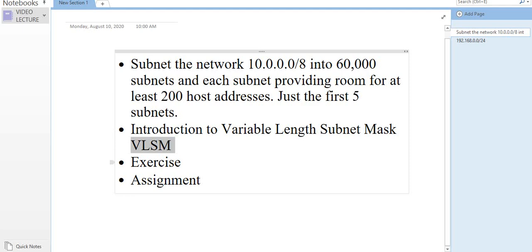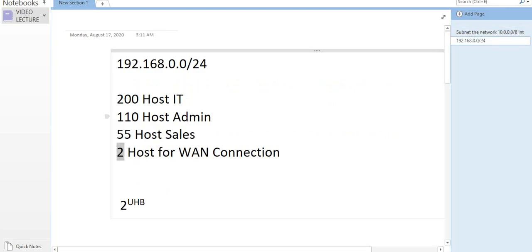We're going to do some exercises right from there, and I'm going to use class C and class B. Then I'll give you an assignment on class A. Then tomorrow we'll come up with exam questions and answers, how to subnet and how to answer some subnetting questions, and that's it. So we go to the subnetting straight.